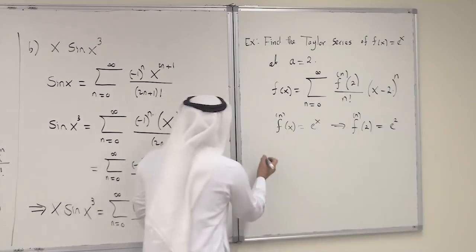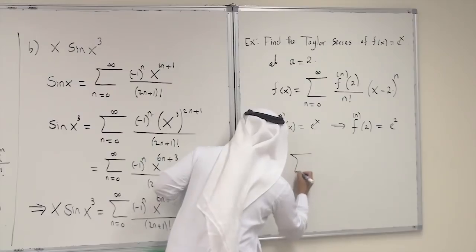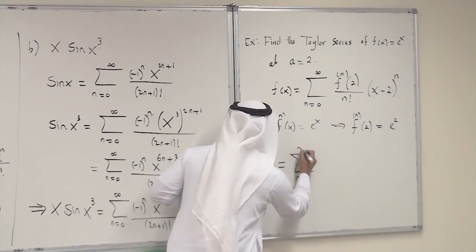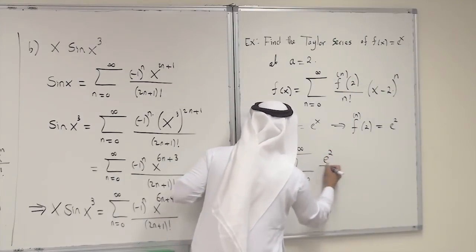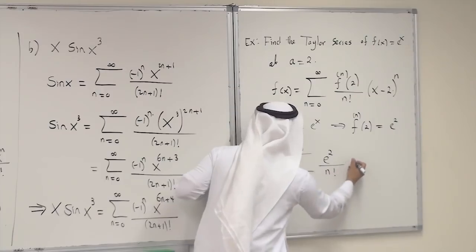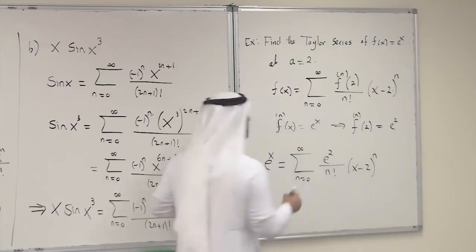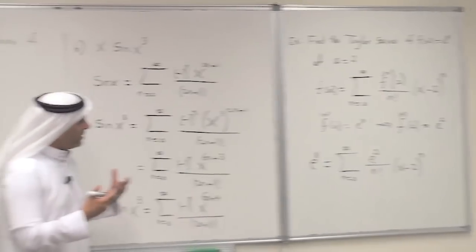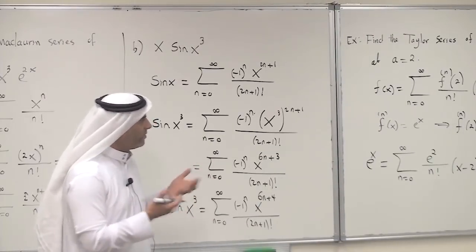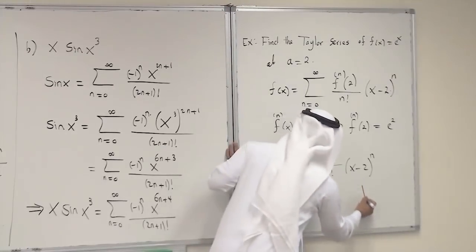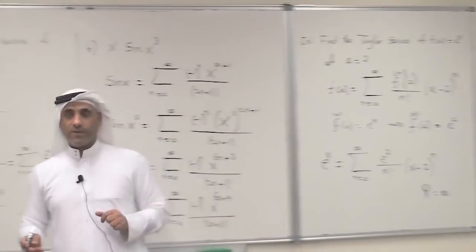Substituting back here, we have e to the x represented by the Taylor series, n equal to 0 up to infinity, substituting for this value by e squared. So this is e squared divided by n factorial, times x minus 2 all to the power n. And again, you can show that this is convergent for all values of x. The radius of convergence here is infinite just by applying the ratio test. The ratio test will give that this is convergent for all values of x.